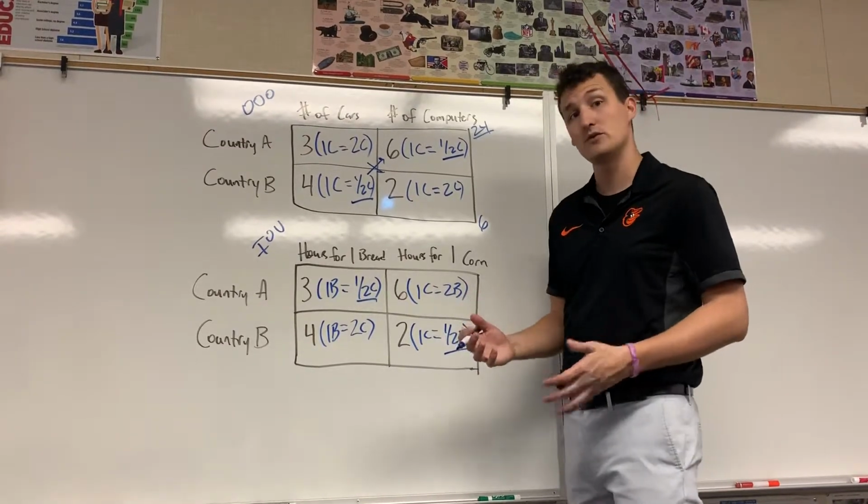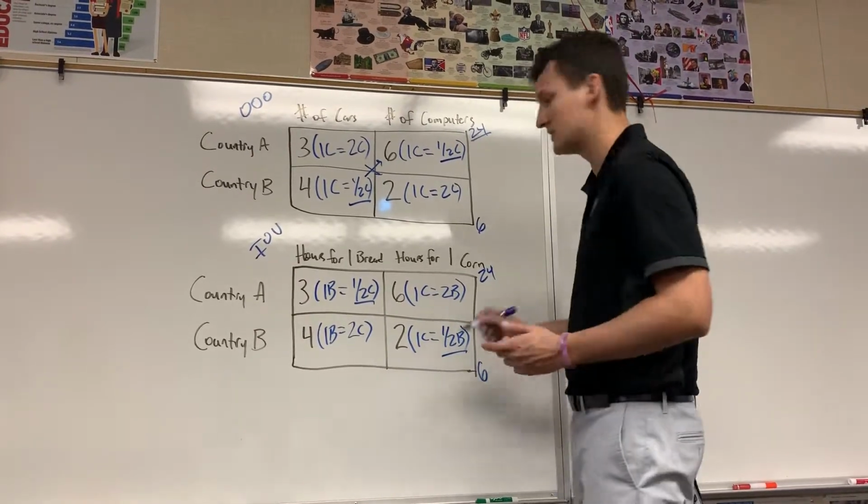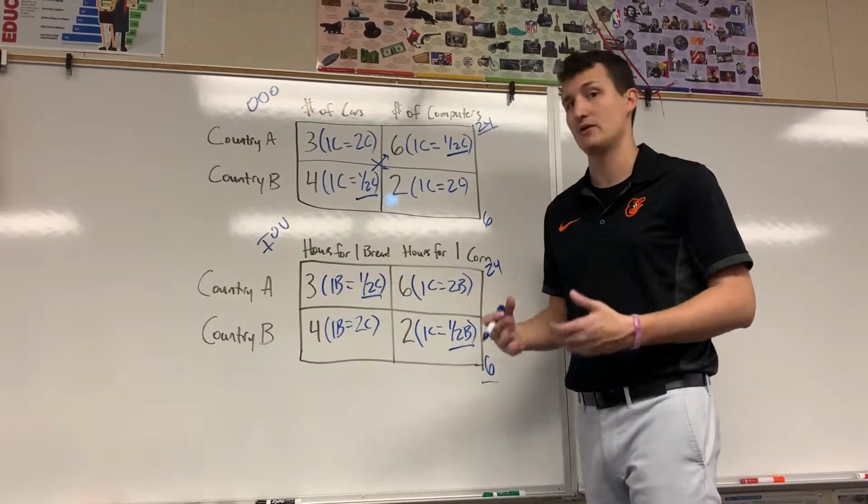Again, we can still cross-multiply to find out we got the right answer. We still have 24 and 6, but because this is an input question, we want to go with the lower number because we want to produce with the lowest amount of inputs.